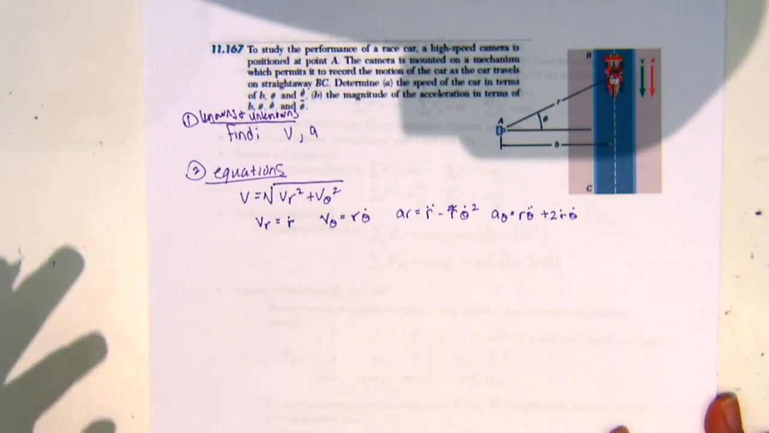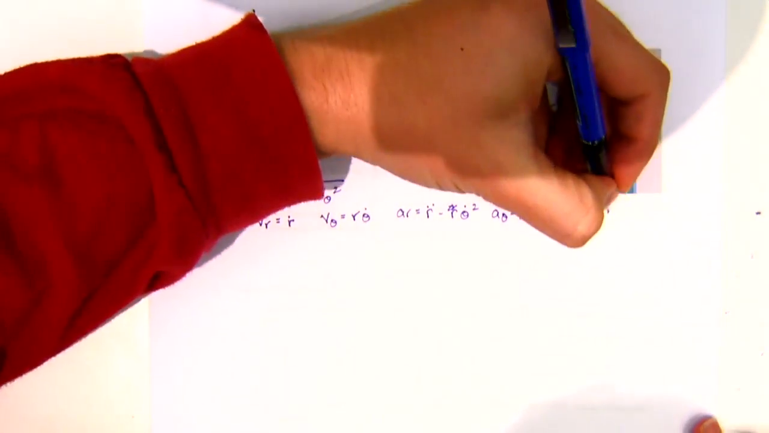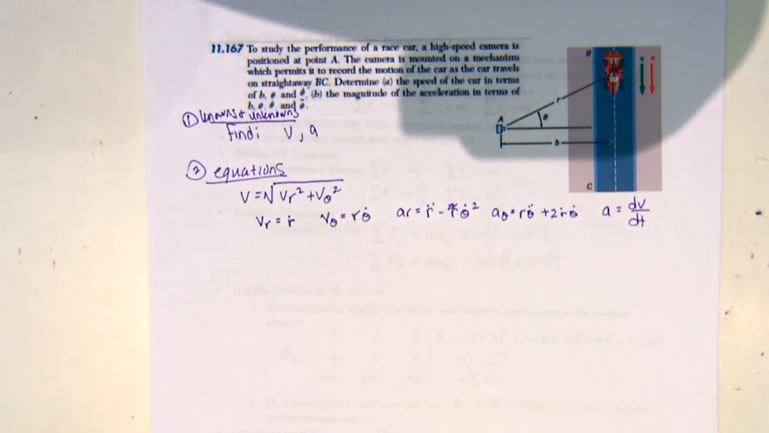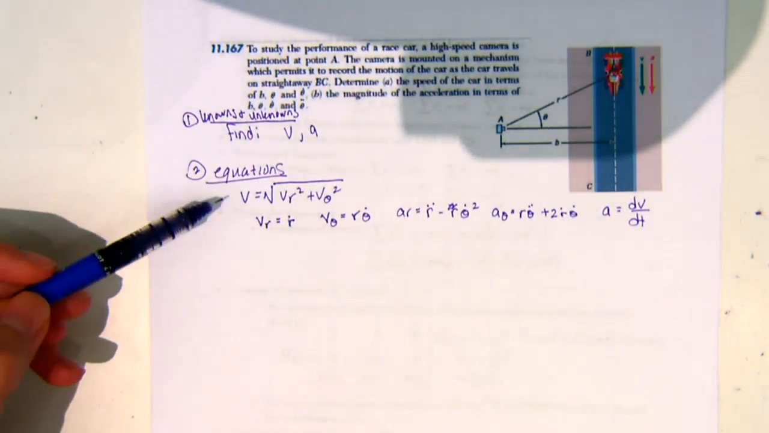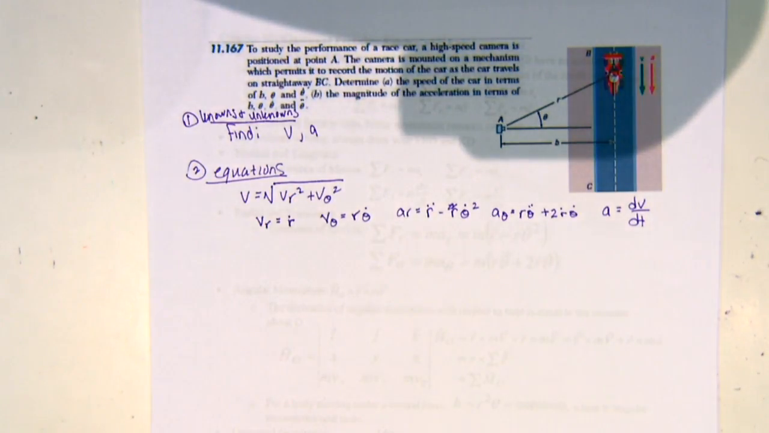That's in terms of the radial and transverse, but what's another equation that we know for acceleration? What is acceleration the derivative of? Any guesses? Velocity, good. So we could also say that acceleration is equal to dv dt. Process-wise, we'll find the velocity. Since we know that acceleration is dv dt, we can just take the derivative of that, and it makes it easier.